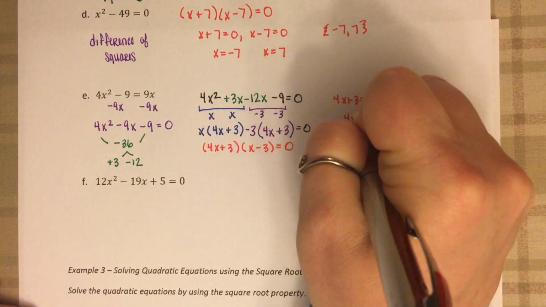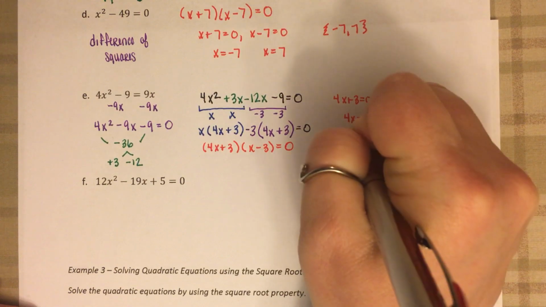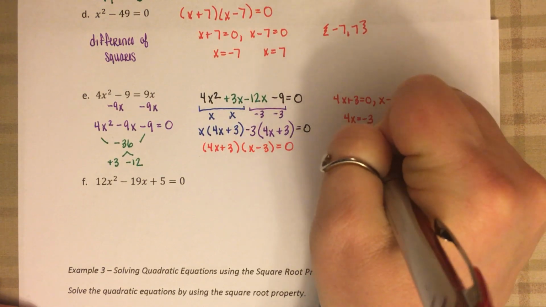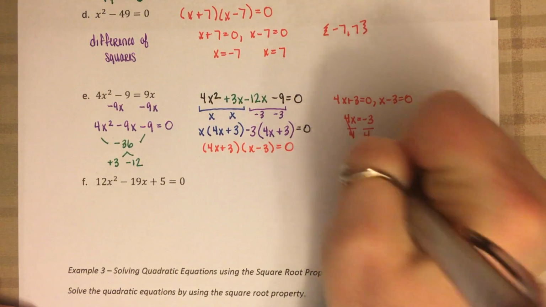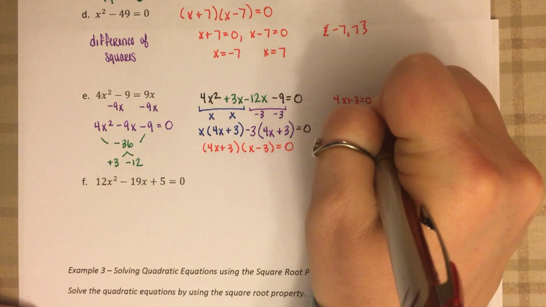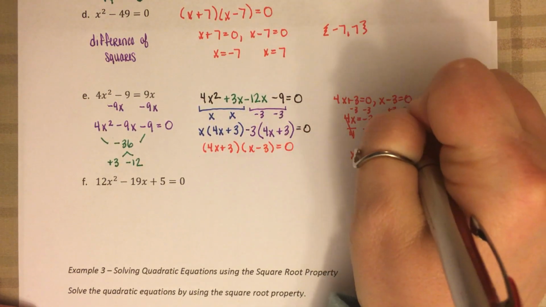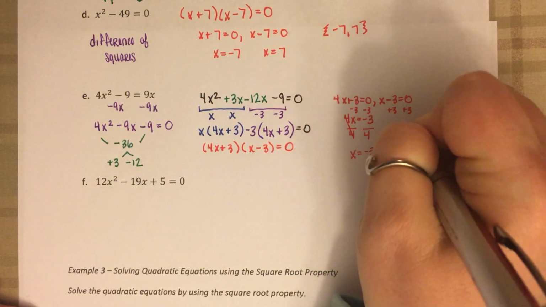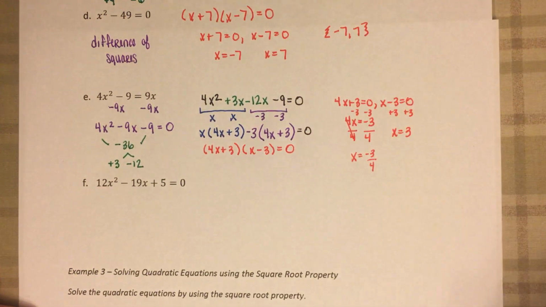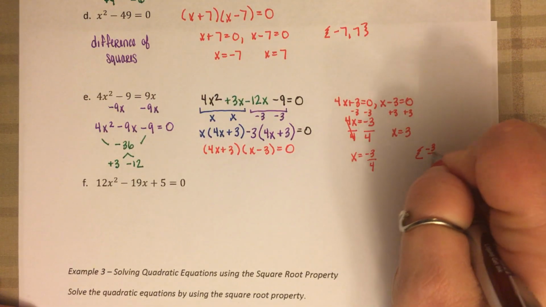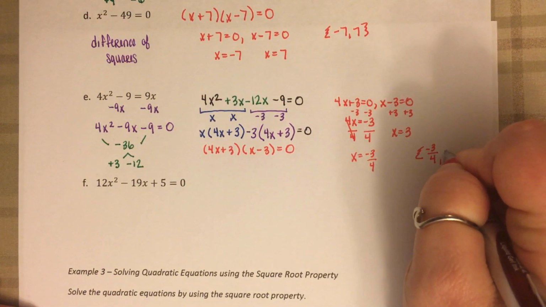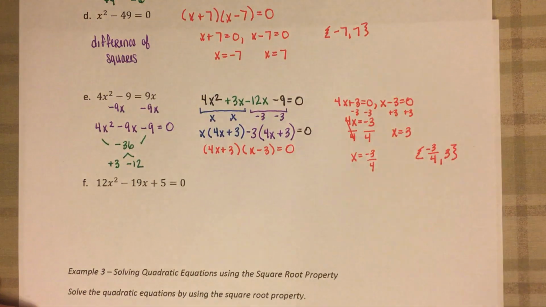We're going to subtract 3 from both sides and then divide by 4. We get x equals negative 3/4. Add 3 to both sides on this one. X equals positive 3. Unlike in the last two chapters, we can use fractions or decimals as answers. So we're going to include both our negative 3/4 and our 3 in our solution set.